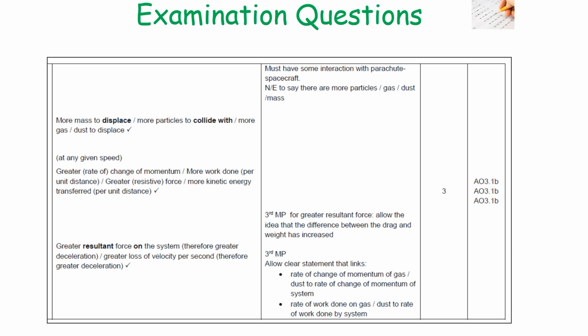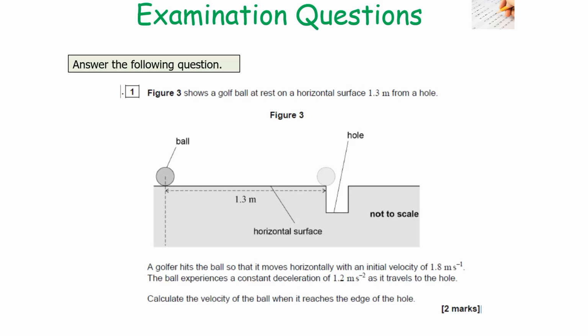Because we know that momentum is mass times velocity, there's a greater change in the momentum of the system because our mass is now bigger. So we've got a greater change of momentum, or you could say greater work done, so we need a greater resultant force on the system. Right, let's have a look at our next question.